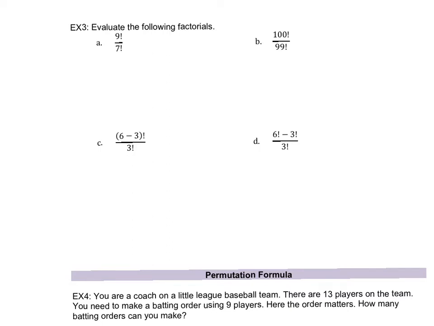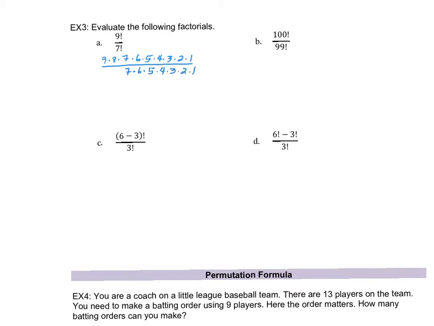9 factorial over 7 factorial. I'm going to write this out as 9 times 8 times 7 times 6 times 5 times 4 times 3 times 2 times 1. And I never have to write the 1, right? Because this is a multiplication. 1's not going to change it. Now I'm going to do 7 factorial, but I'm going to write the 7 factorial so that the factors match in the numerator and denominator. That's 7, 6, 5, 4, 3, 2, 1.